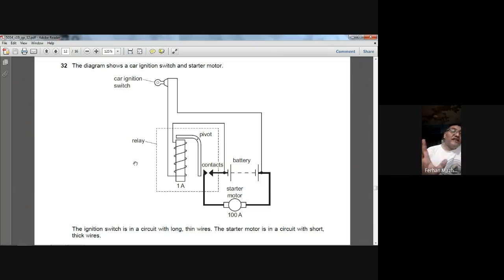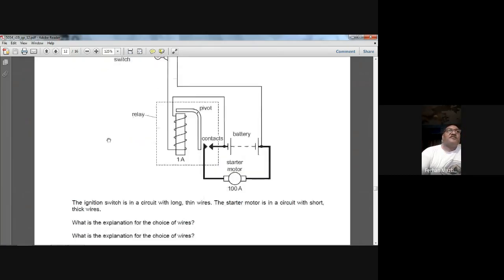Why do we use a relay? Remember, a relay works on a very small amount of current and a very small amount of voltage. But this starter motor works on a large current and large voltage. So we do not want to touch that large voltage or large current. So we operate this starter motor with a relay. We touch the switch of the relay only, which has small current, small voltage.